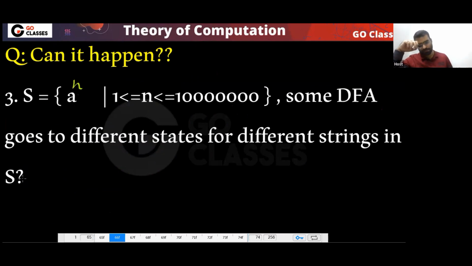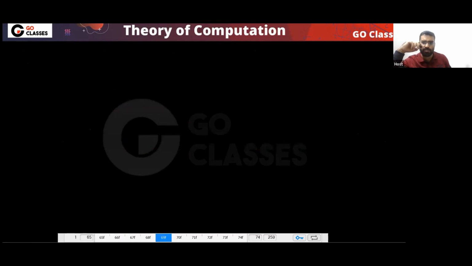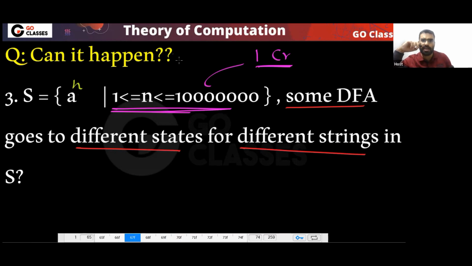Can it happen? Can it happen that you have this set, and you have 1 crore? So can some DFA go to different states for different strings? How many states do you need to guarantee this? This is my question. You are saying that this statement is true. So how many states do I need?